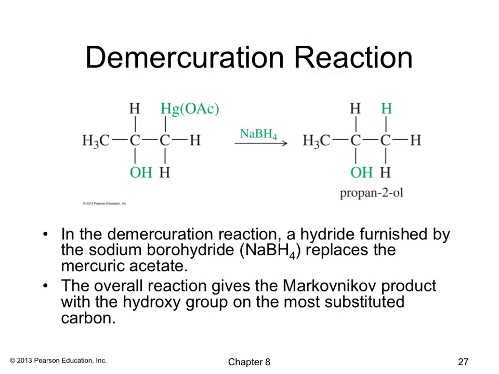Then there's a demercuration, that means removal of the mercury. In the presence of sodium borohydride, which is a reducing agent, it'll simply replace the HgOAc with the hydride so that you generate your alcohol. So the hydride from the sodium borohydride replaces the mercuric acetate. The overall reaction gives a Markovnikov product, important, with a hydroxyl group on the most substituted carbon.